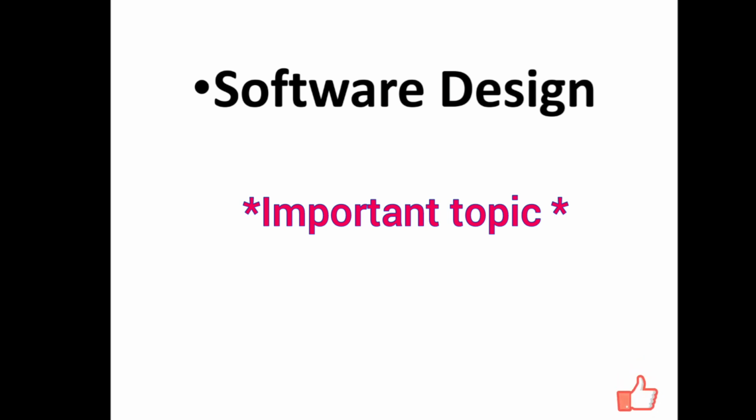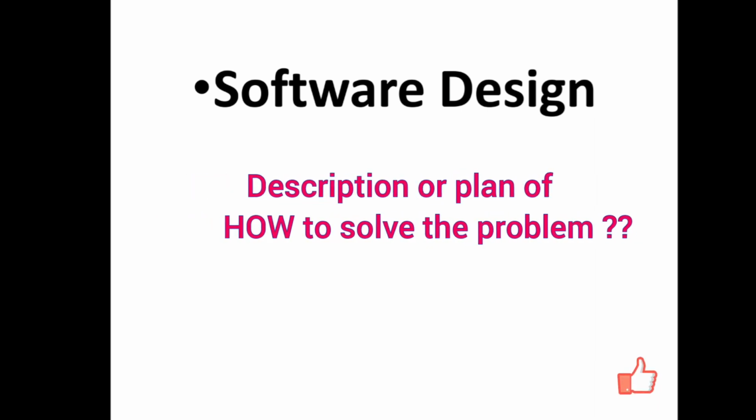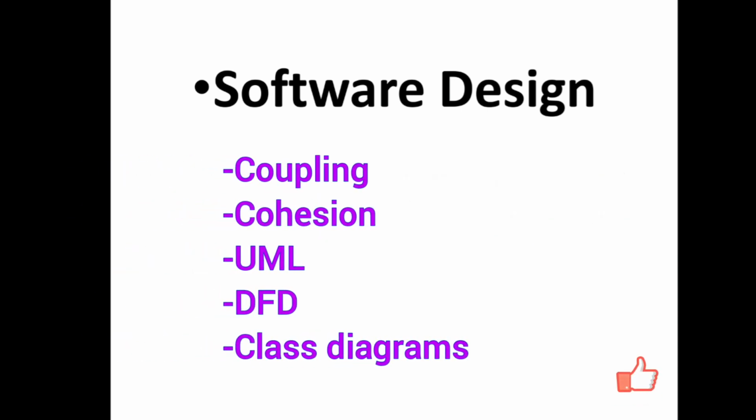So students, software design simply means the idea or principle behind the design. That is, it describes how you plan to solve the problem of designing a software, or the logic or thinking behind how you will design any software. Alright. So the designing part covers the coupling concept, cohesion concept, UML, DFDs, that is data flow diagrams, and class diagrams. All these topics come under the designing part. Alright.